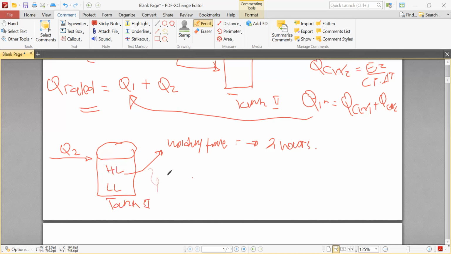Okay, so the working volume is just equal to, let's say, VL. So the Q2 is equal to VL per 2 hours, or we can say the hour is just TH, for holding time.